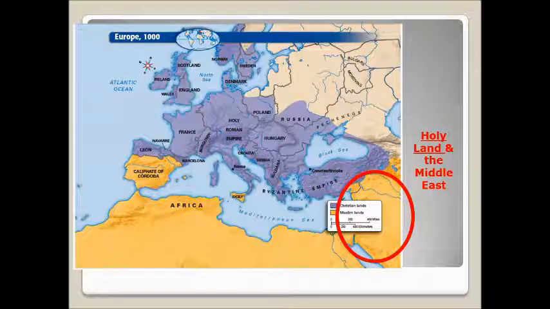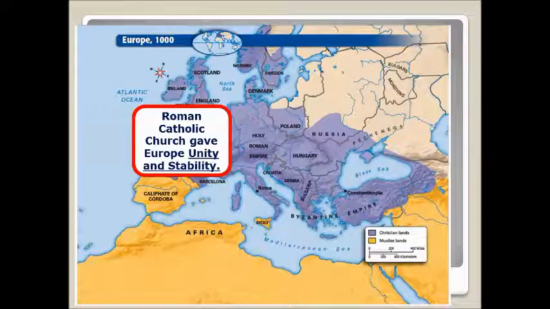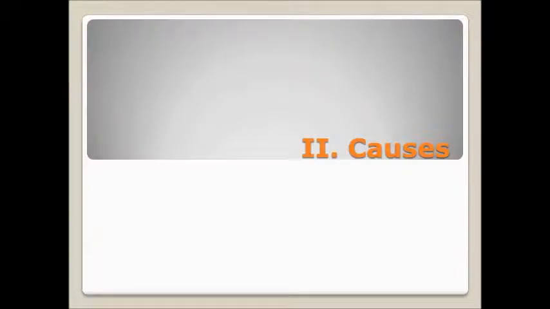The Crusades, ultimately, you can see the area circled in red, is eventually for the Holy Land, which is part of the Middle East. And so this is really what the Crusades are over. Who is going to control the Holy Land? And we know if we look at the purple area, or most of the purple area, the Roman Catholic Church, at this time of the Middle Ages, gave Europe some unity, gave it stability. This is after the fall of Charlemagne, and people are a little scared, but the church is the one thing they can count on.